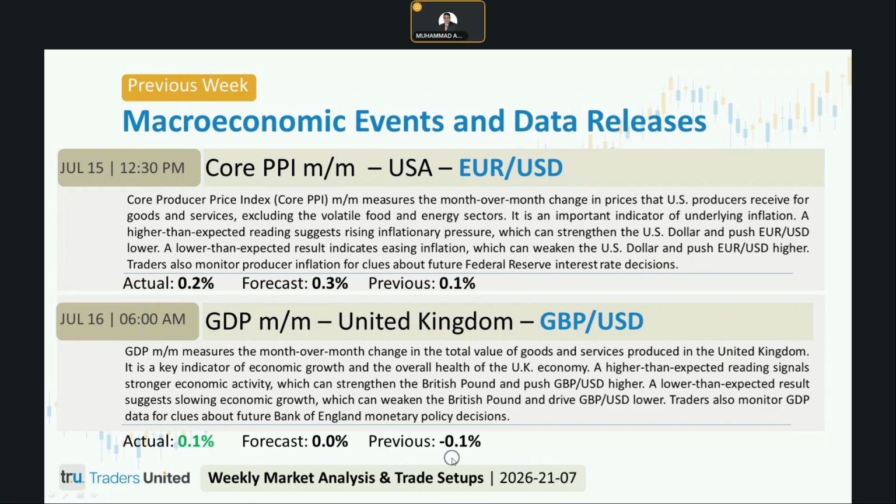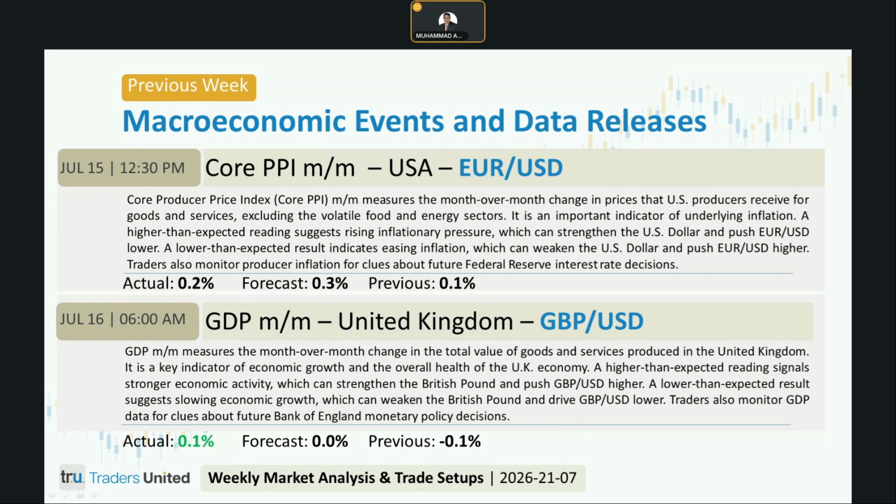The previous reading was minus 0.1%, forecast 0.0%, and the actual number we got is 0.1%. Now, let me discuss market context and pre release expectations. Forex markets expected GDP to remain unchanged at 0.0%, improving from the previous negative reading of minus 0.1%. The expected stabilization suggested that the UK economy might be recovering after the previous monthly contraction.